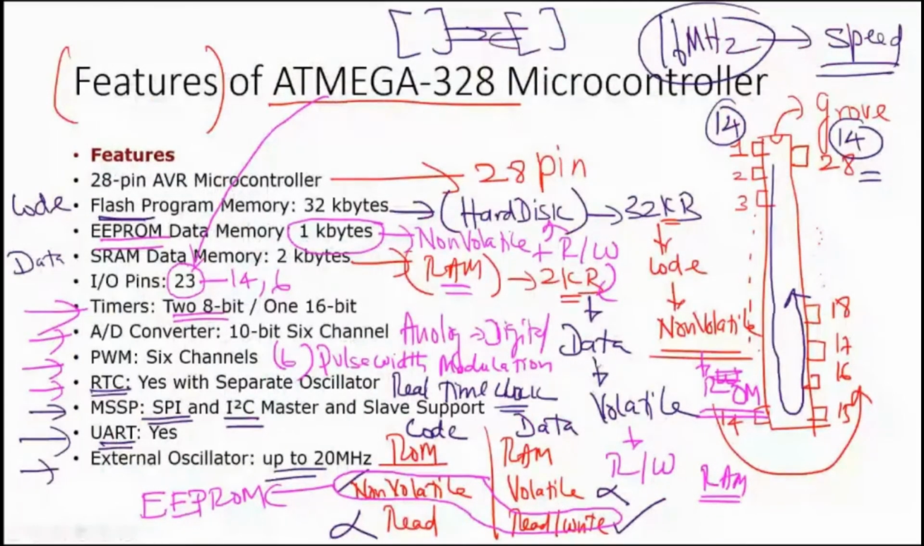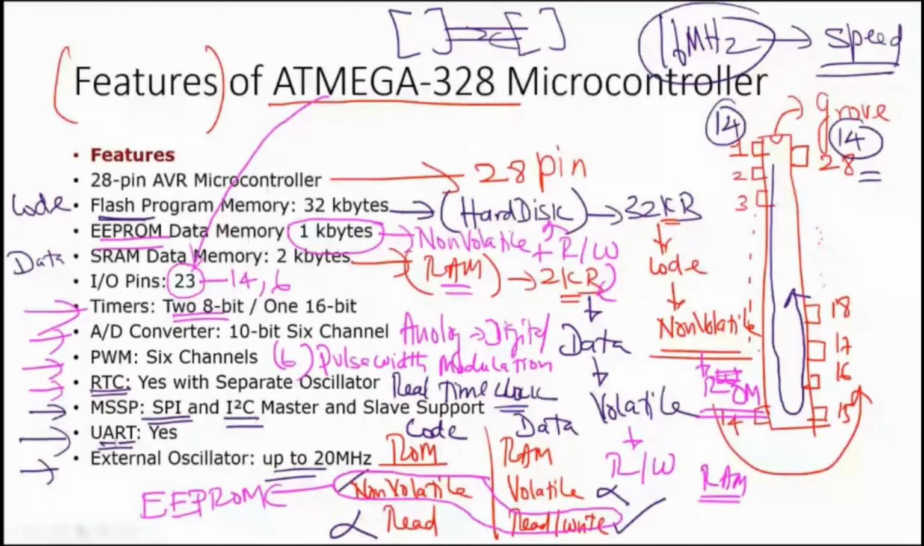And we saw the features of the ATMEGA328 microcontroller. How many pins are available? What is the ROM size? What is the RAM size? What is the EEPROM size? How many IO pins are available? How many timers are available? How many A to D converters are available? What is pulse width modulation? We will discuss that later on, but there are 6 pulse width modulation channels available. There is one real-time clock available, which will enable you to find out real-time values of the time.